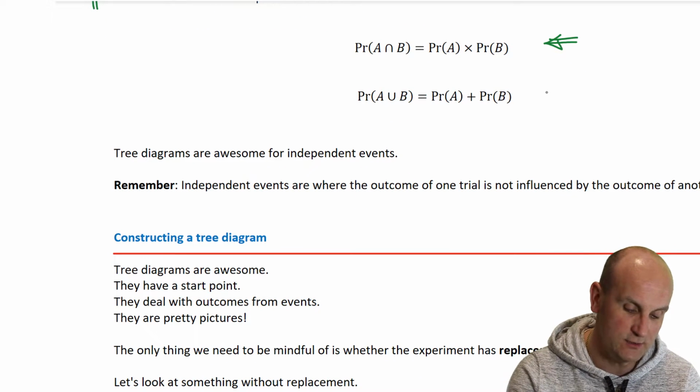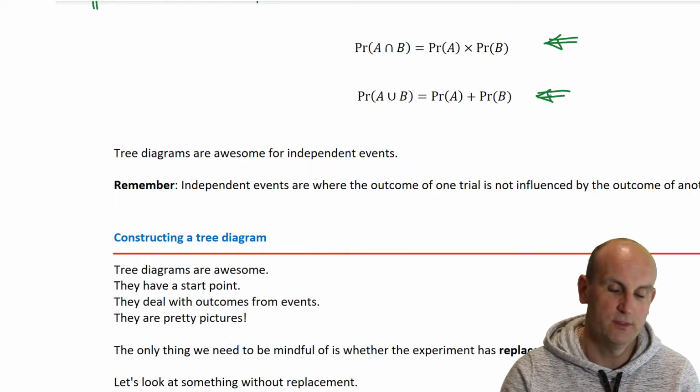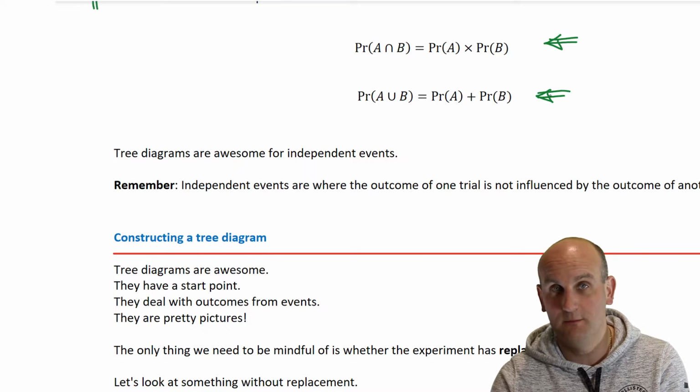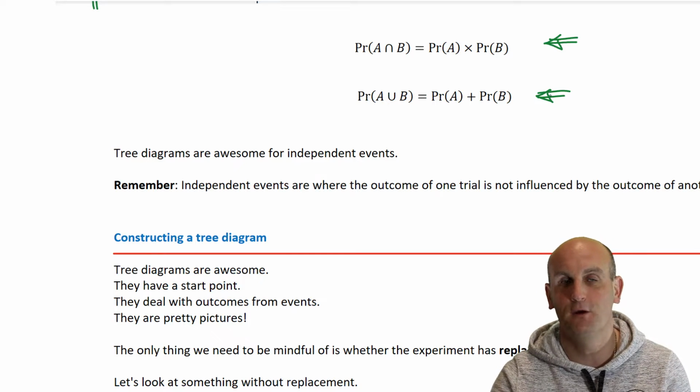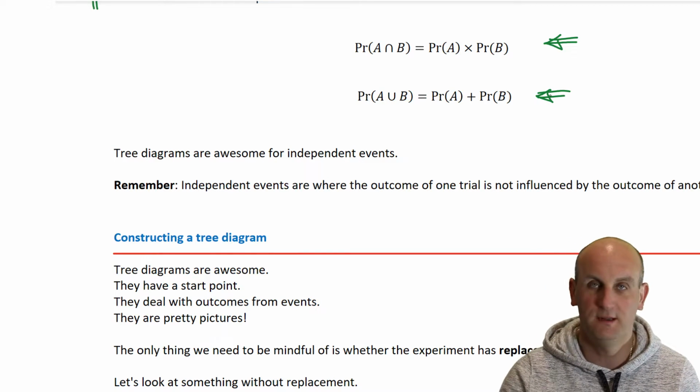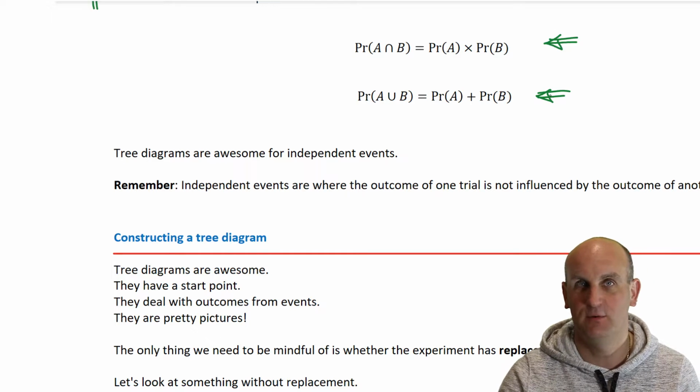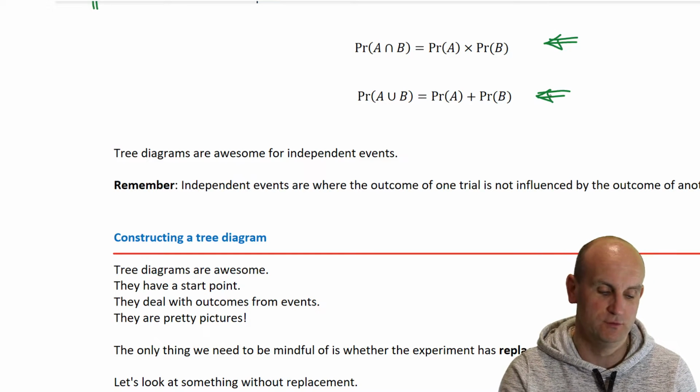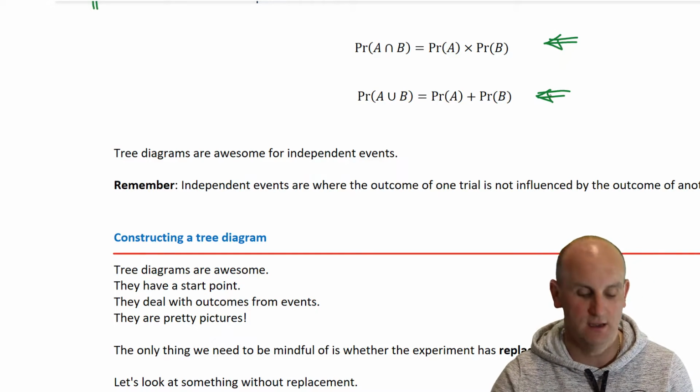And we know, again, using the language of union, that the probability of A union B, or the probability of getting them both, A or B, would be the probability of A added to the probability of B. And believe it or not, those two rules there are the fundamental basis for tree diagrams.